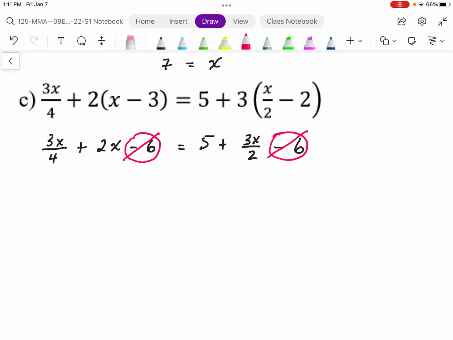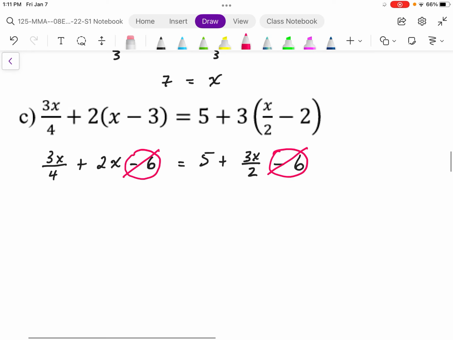Now you have to be careful. You have to do exactly the same thing on the other side, on each side. Okay, not like when we're undoing where we use opposites. This is slightly different. Now once I've done that, I now have fractions.